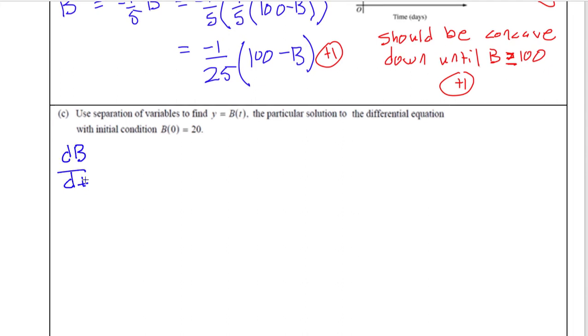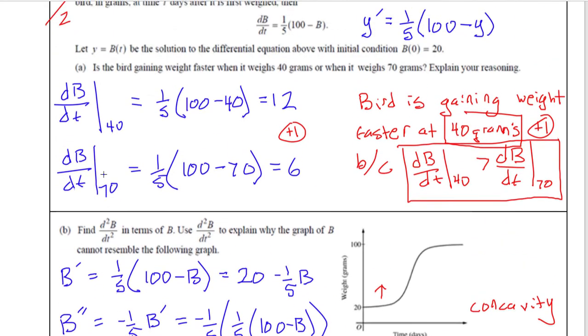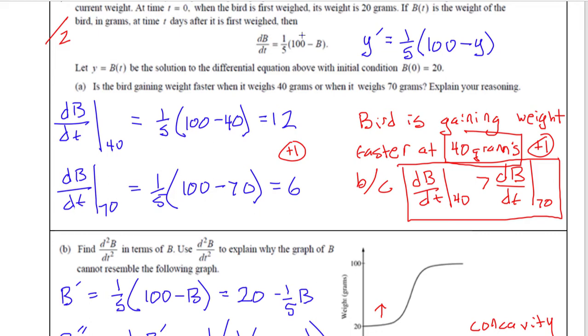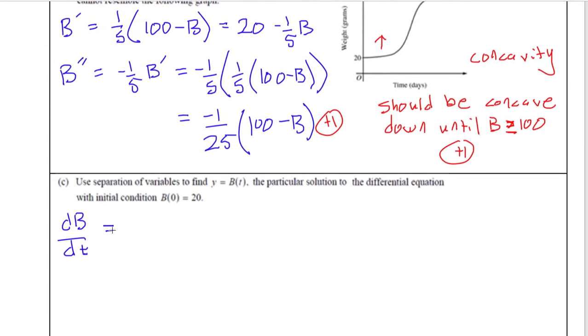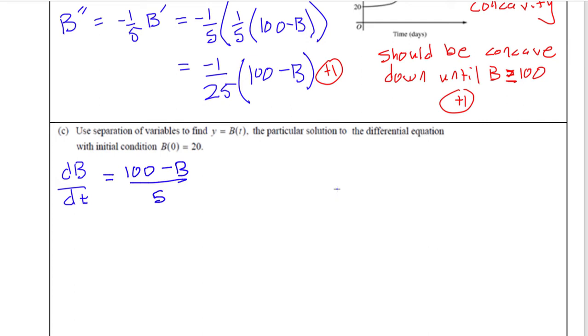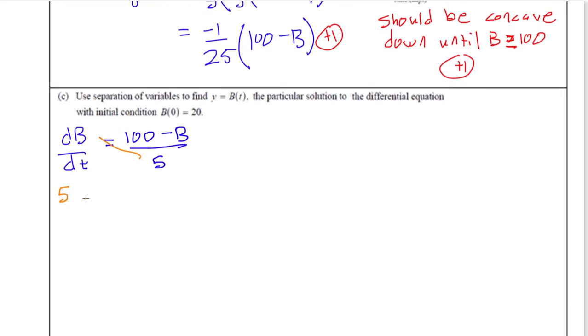Okay, so the letters here are going to be a little bit confusing for us. It's capital B and lowercase t, but we'll solve it just like we did before. So I'm going to change this right-hand side. I'm going to make this 100 minus B all over 5 instead of 1/5 out front. It's the same thing, though. Are we all okay with that? So this is equal to 100 minus B in the numerator and 5 in the denominator. I have a fraction equal to a fraction. Now I'm going to cross multiply. I get 5 dB.